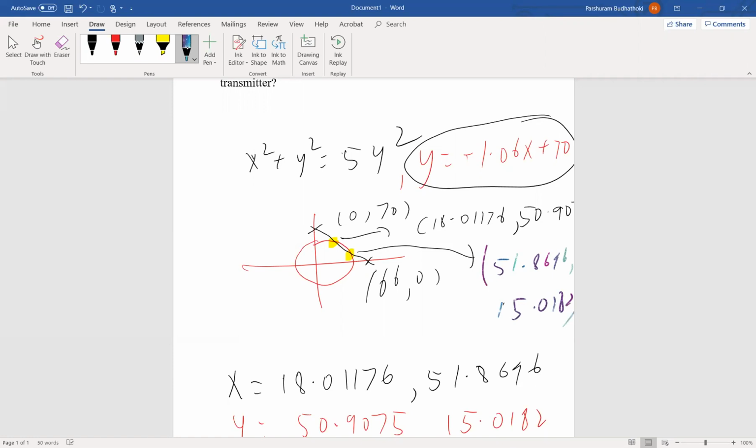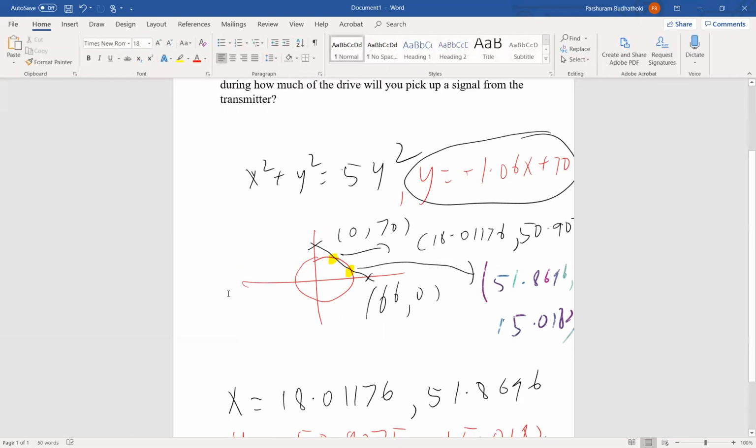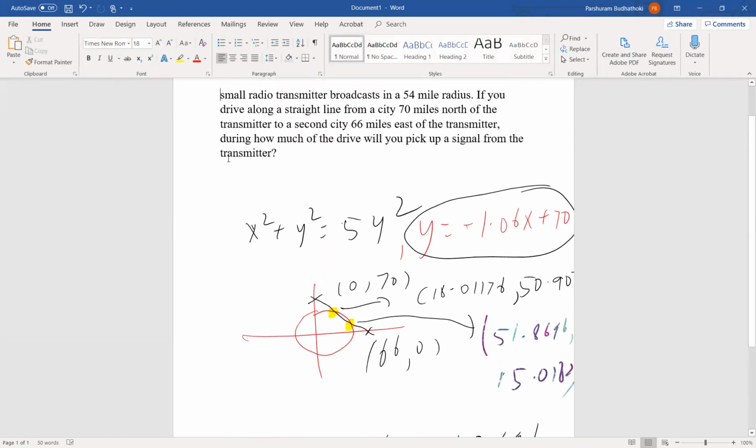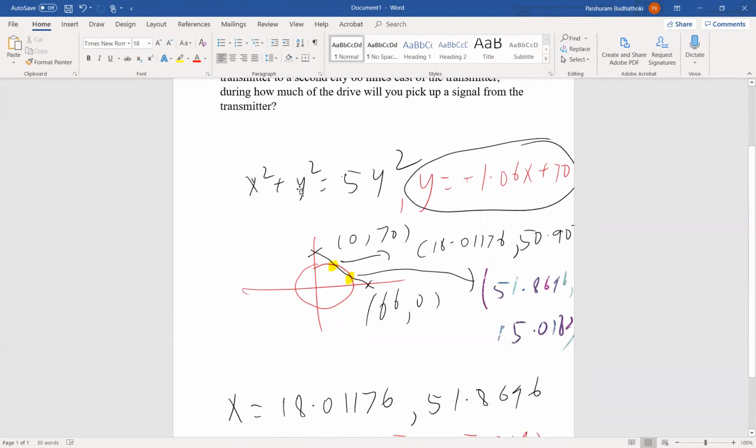Now just use the distance formula to find the distance between these 2 points, and that would be the distance where you are going to receive the signal from the transmitter. If you use this distance formula, the square root of (y2 minus y1) squared plus (x2 minus x1) squared, that will actually be 49 point something.